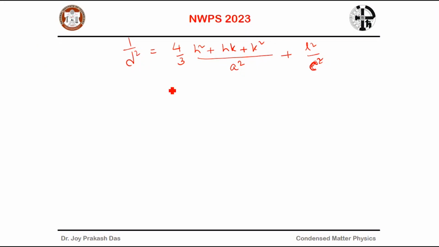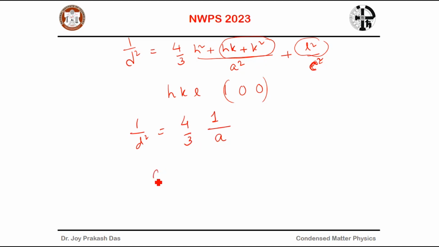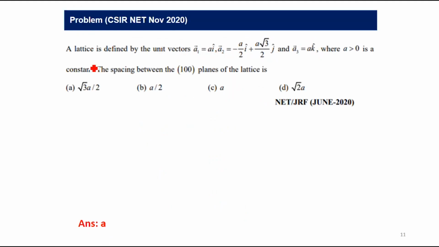Now our plane is HKL equal to 1, 0, 0. So we don't need to worry about these parts. K is 0, L is 0. Only this part will be contributing. So 1 by d square will be equal to 4 by 3, H is equal to 1 and A is equal to A. So that means d square will be equal to 3A square by 4. So d will be equal to root 3 A by 2. Are you getting? So the answer will be root 3 A by 2.